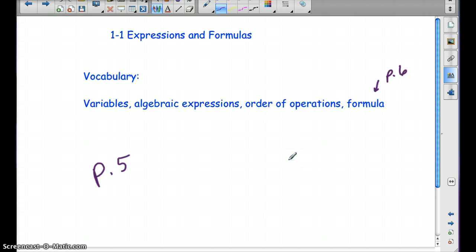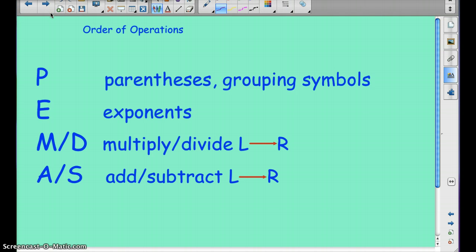Variables, you should know what variables are. They're unknown, so we use letters to show those. And then algebraic expressions are letters, numbers, and mathematical operations. There's no equal sign in an expression. Order of operations is how we evaluate expressions. And then a formula relates two or more quantities. So those are some vocab words. If you want to write down the definitions, feel free to look in your book on page 5 and page 6.